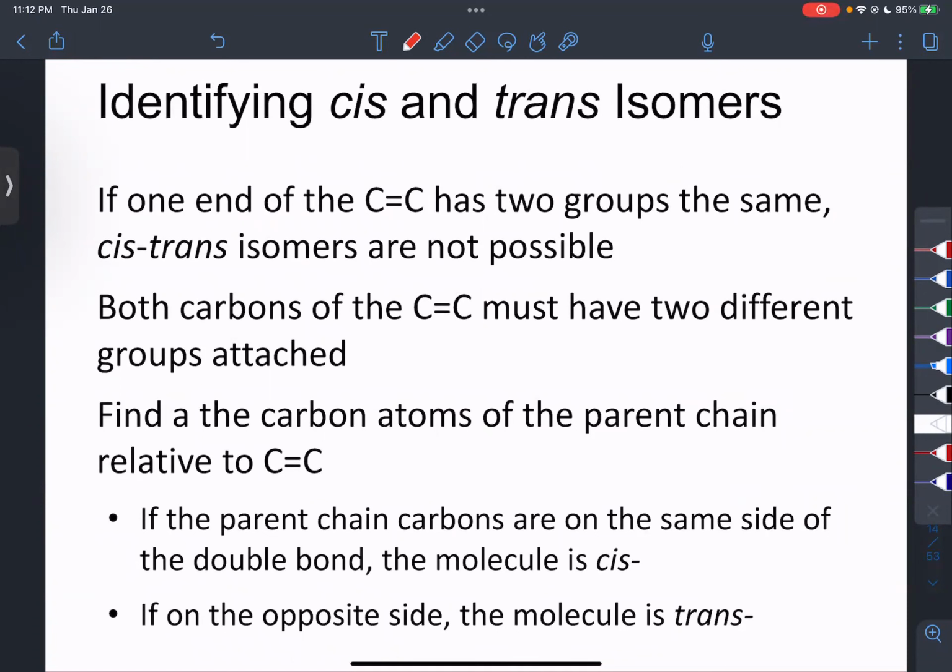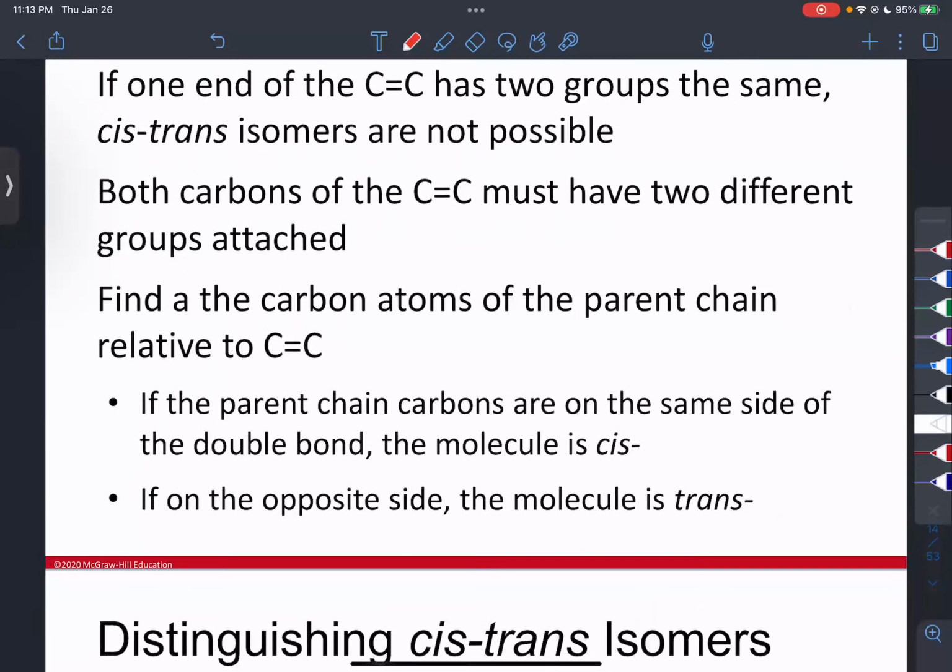So here are just kind of some good rules for you. If you're going to try to identify something that is cis or trans, if one end of the carbon has 2 groups that are the same, then cis and trans isomers are not possible. So you couldn't do it. When we talk about those carbons, they have to have different groups attached to them. And an easy way to know if it is up and up or up and down is to find the carbon atoms of the parent chain relative to that double bond. And if the parent chains are both on the same side of the double bond, then they're both going up and the molecule is cis. If it's opposite, then the molecule is trans.